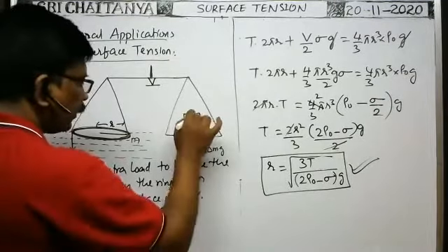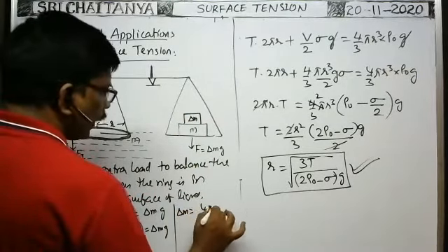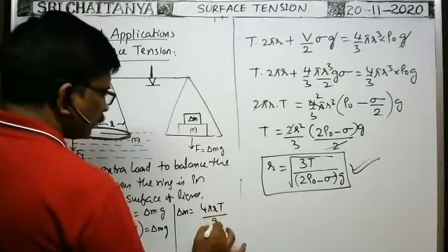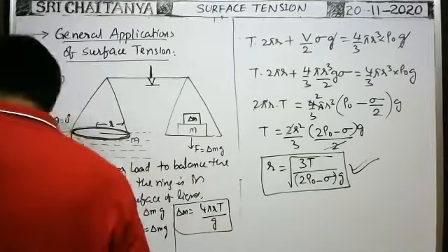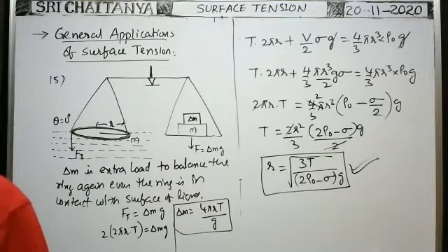Therefore, the extra load needed to balance the ring, delta m, is equal to 4 pi small r T by z. This is the extra load needed to balance the ring. Okay, these are the different points. One more point is also there.